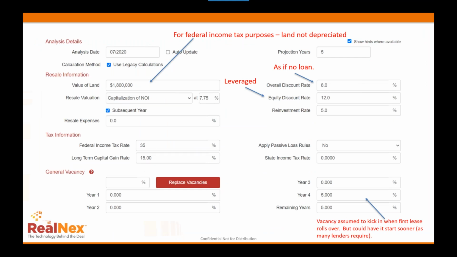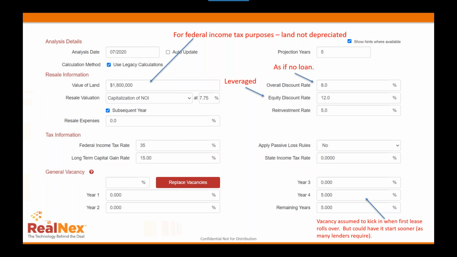We have an analysis date. In this case, it was July 2020 that we're looking at buying the property. So we're going to start our investment analysis as of July 2020. The program asks you for the value of the land. It's not really resale information. It's the value of the land today, but it's going to be important for the tax calculations and affect what your taxes are when you do sell the property. So that's why we need to know the value of the land. It wouldn't be important if you weren't doing an after-tax analysis, but if you're doing an after-tax analysis, it's important.